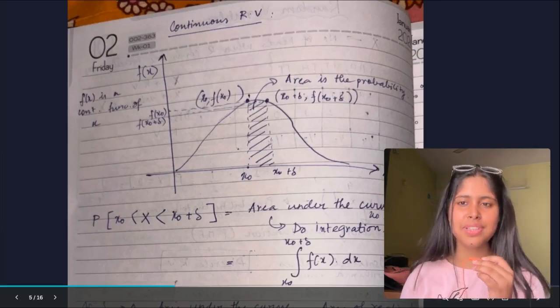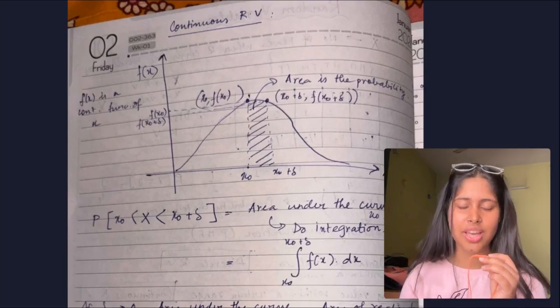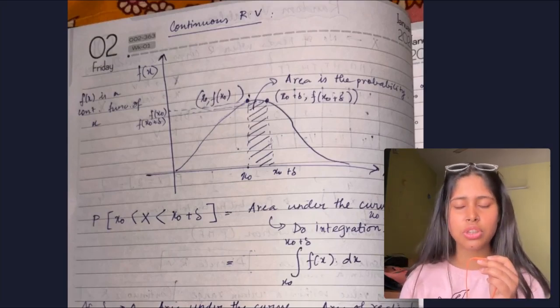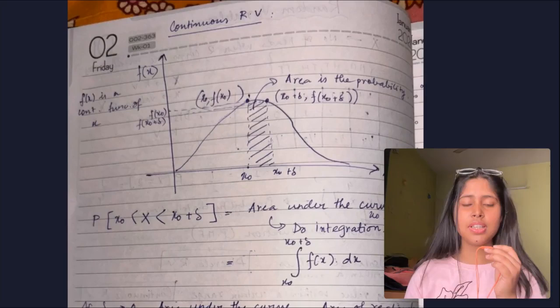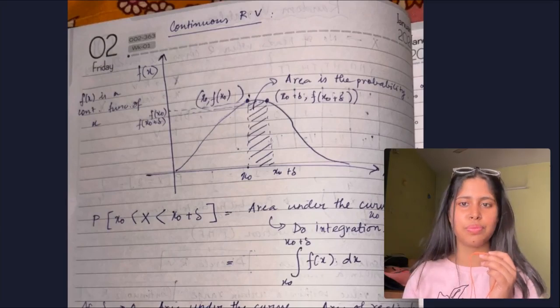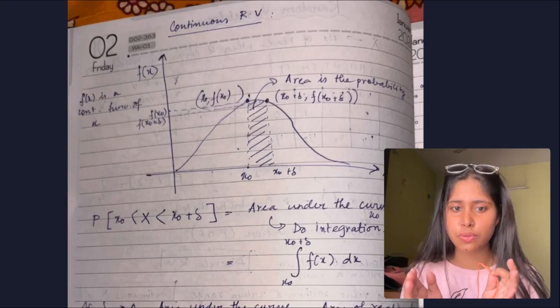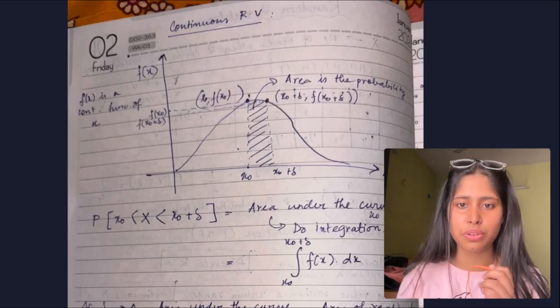Unlike discrete variables, continuous random variables can take any value within a range. Think height, time, temperature, not just whole numbers. Because there are infinitely many possible values, the probability at exactly one point is essentially zero. Instead, we talk about the probability over an interval. Over an interval. This is important, okay?